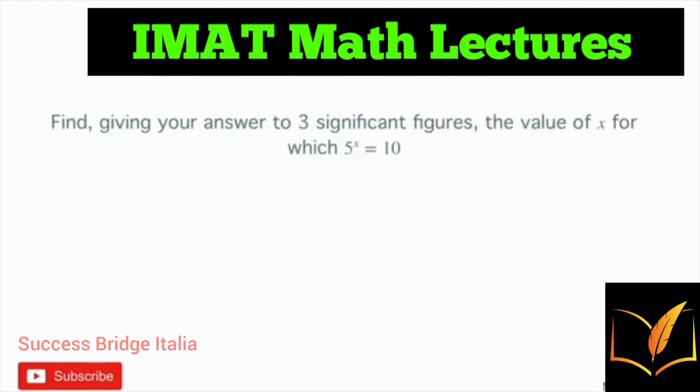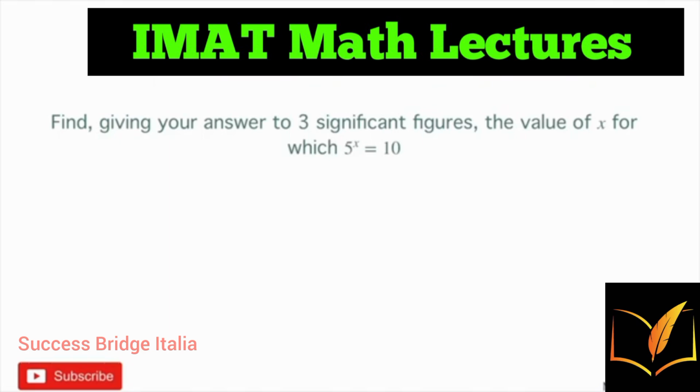Okay, so this question here will show you how we can use logarithms to actually solve some of these indices problems. So we've got here: find, giving your answer to 3 significant figures, the value of x for which 5 to the power of x equals 10. Now this is quite nice, and this will show you why logarithms are so useful, because we can just type these straight into the calculator, but it does mean that we have to know how to write this power as a logarithm.